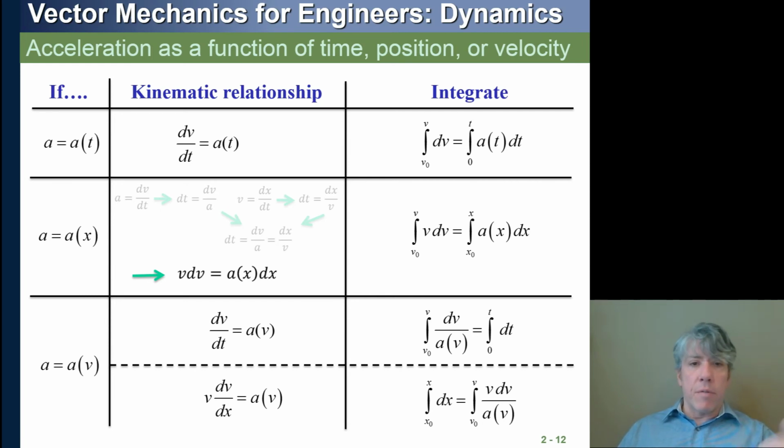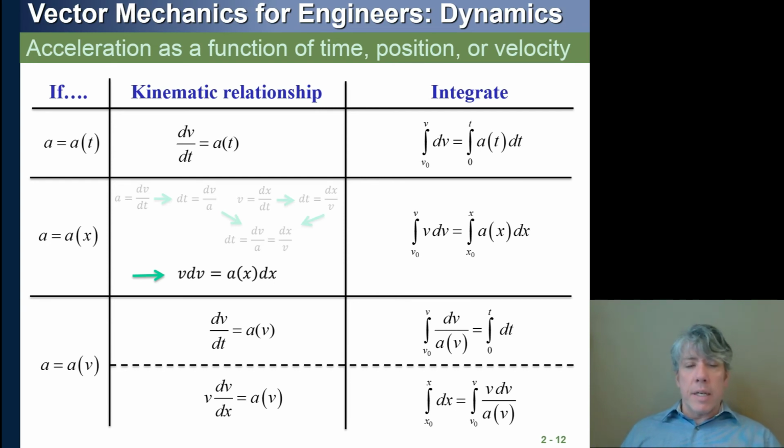It's ghosted out, unfortunately, where I've put the two dt's together. I've got dv over a equals dx over v. That's this same equation, except where the acceleration is a function of velocity. So it's just rearranged a little bit. Since the acceleration is a function of velocity, what we need to do is get all the velocity terms on one side and all the position terms on the other. So what we'll do is move the dx to the right, pull the acceleration to the left in the denominator, and then switch the sides.